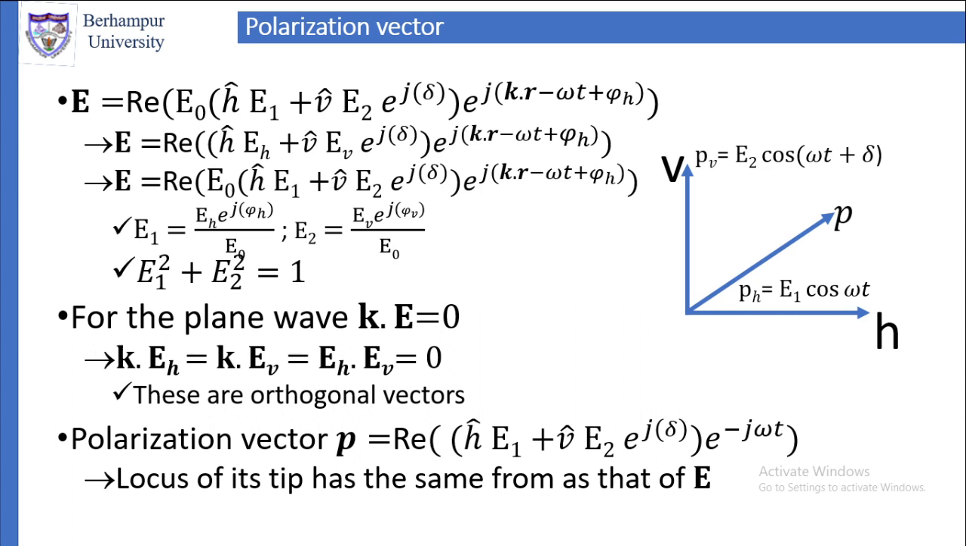Now the locus of the tip of this polarization vector will have the same form as that of the electric field E. If you compare the locus of the tip of the vector E and the locus of the tip of the polarization vector P, both will describe the same locus.